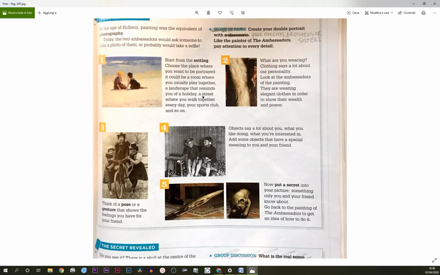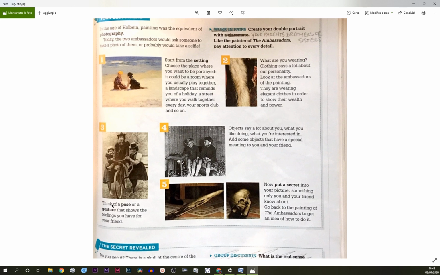Of course, not a street because we can't go out, and not a sports club because, of course, we can't go out. Then, what are you wearing? Clothing says a lot about your personality. Look at the ambassadors of the painting. They are wearing elegant clothes in order to show their wealth and power.